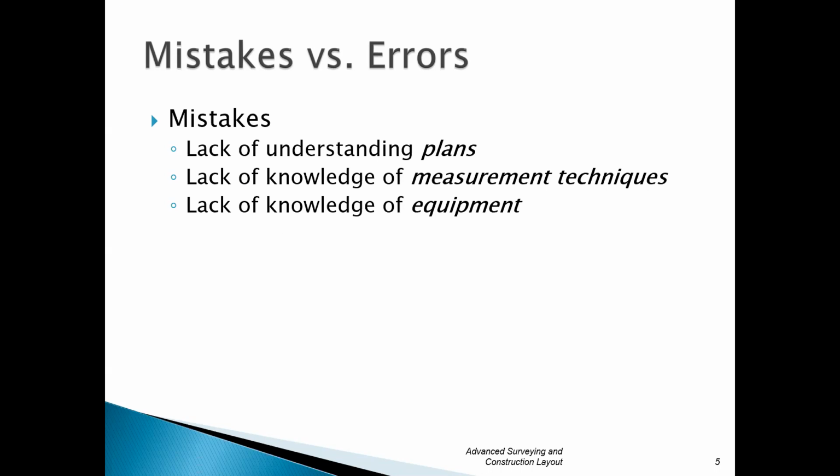Lack of knowledge of measurement techniques. This is pretty important, and this is what primarily was supposed to be developed in CET 105. That's a basic instrumentation class. So things like understanding the difference between doing a slope distance or a horizontal distance. That's what we're talking about with measurement techniques. And then the third thing would be lack of knowledge of equipment. If you don't know how to set up an instrument, or you don't know how to set it properly, or you don't know how to calibrate it, those could all be issues.